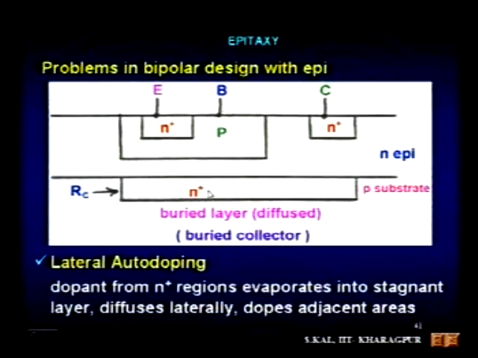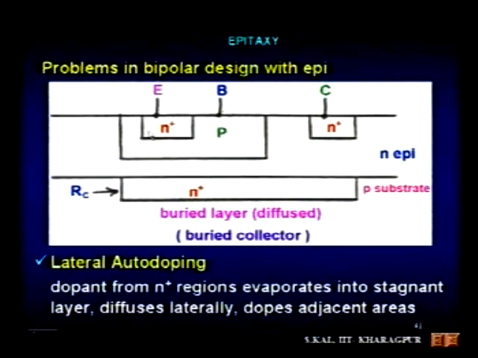Now, during the epitaxial growth, what happens? The N plus layer, because it is a highly doped N region, will out-diffuse, and it will also diffuse laterally. Because epitaxial growth is not a very low temperature process, there are lateral autodoping and out-diffusion problems. Sometimes the dopant from the N plus regions evaporates into the stagnant layer, diffuses laterally, and dopes adjacent areas. So that is one of the problems.